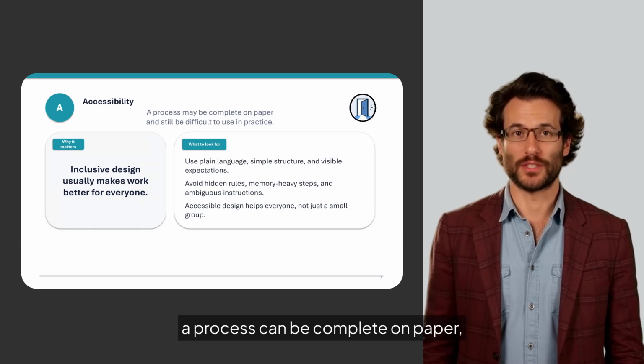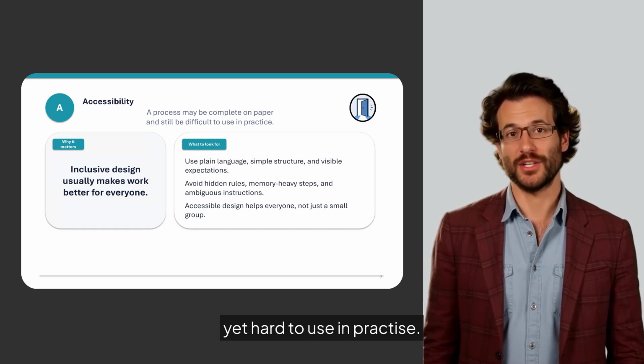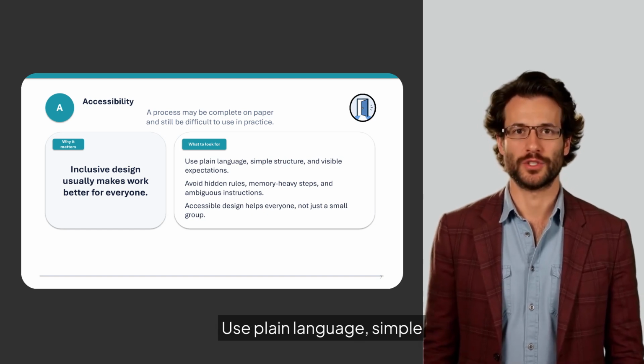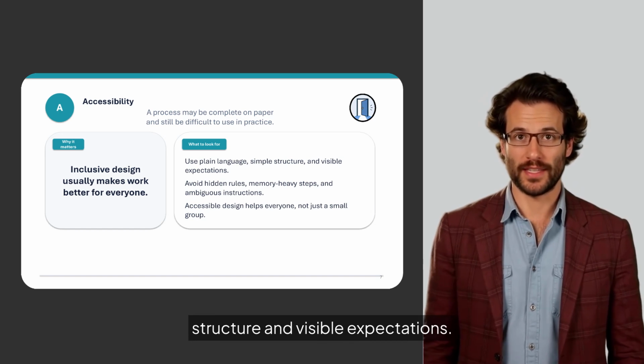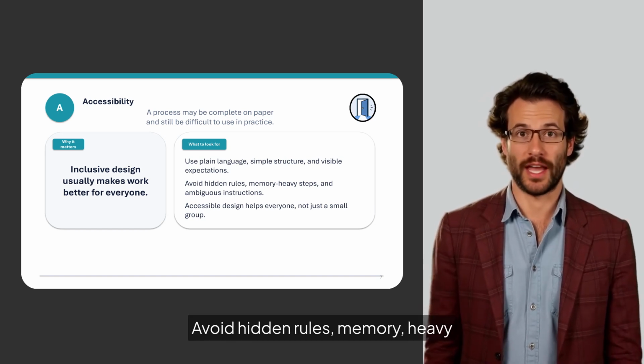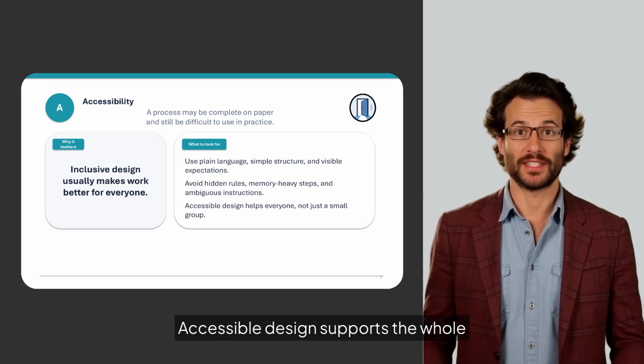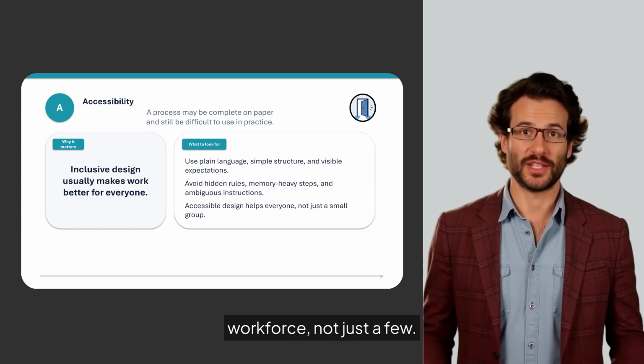Accessibility accepts that a process can be complete on paper, yet hard to use in practice. Inclusive design usually makes work better for everyone. Use plain language, simple structure, and visible expectations. Avoid hidden rules, memory-heavy steps, and ambiguous instructions. Accessible design supports the whole workforce, not just a few.